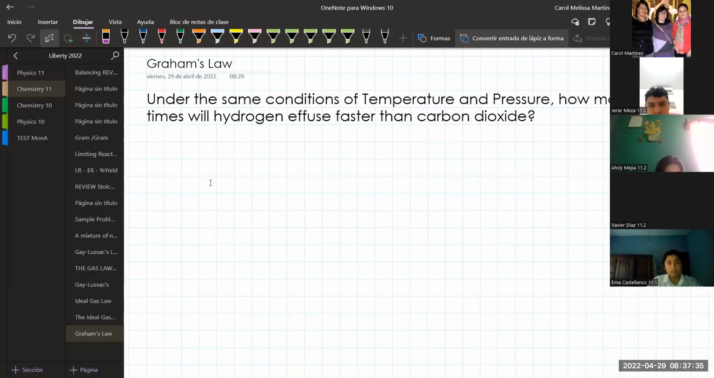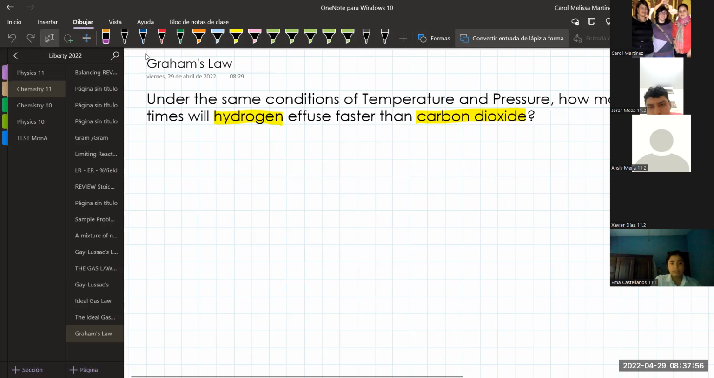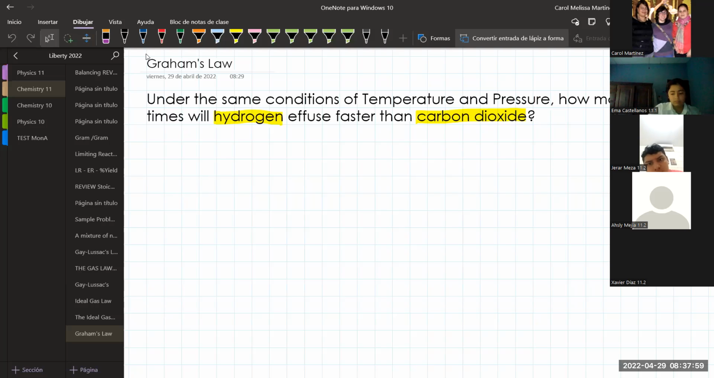First, we need to identify the two gases. We have hydrogen and we have carbon dioxide. You need to know how to write those gases. You need to ask yourself, is hydrogen a diatomic molecule? Yes. Remember the mnemonic, have no fear of ice cold beer. If you memorize that, you're going to know that hydrogen is diatomic. So, guys, don't mess it up there. There are only 7 diatomic molecules. Please do not forget.